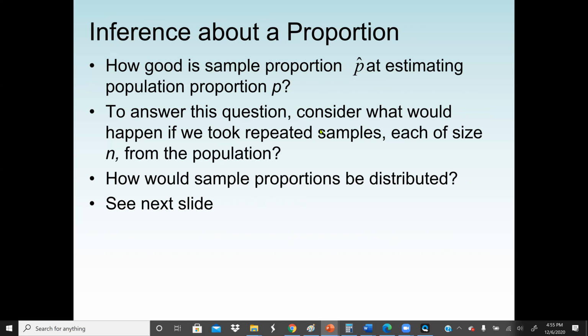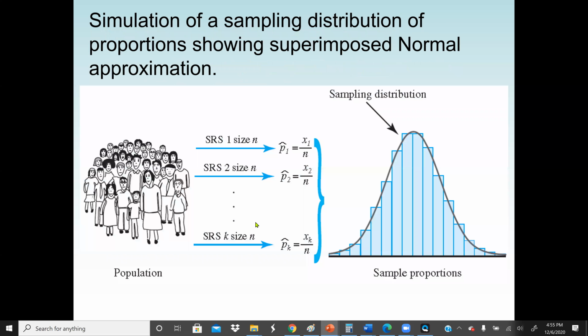To answer this question, consider what will happen if we took repeated samples, each of size n, from the population, and how the sample proportion will be distributed. In inferential statistics, we say if we take repeated samples from a population, with replacement every time we take a sample, the distribution will be normal. That's the concept here. I took all the samples of size 1, 2, and so on, using all the population. If you find the mean of each sample, it will give a normal distribution.